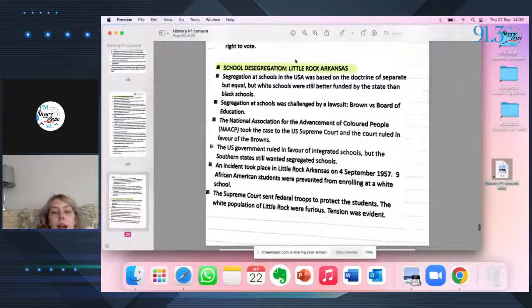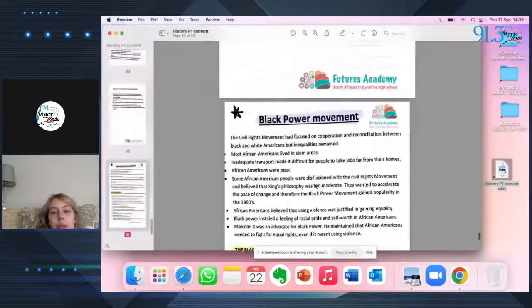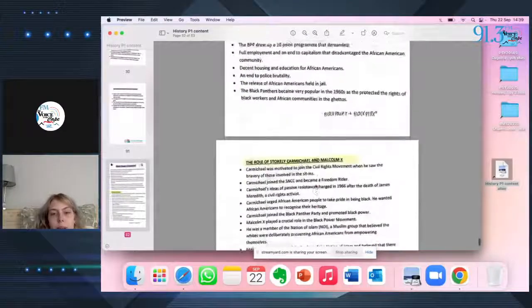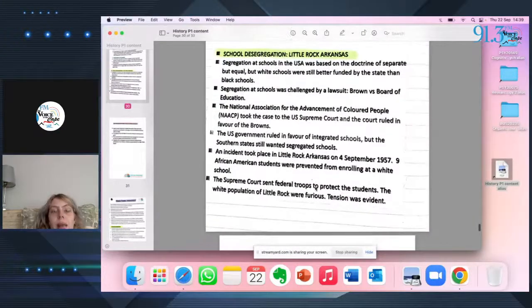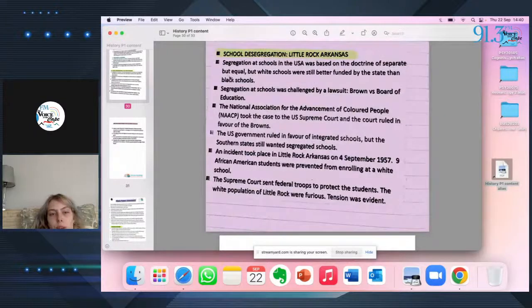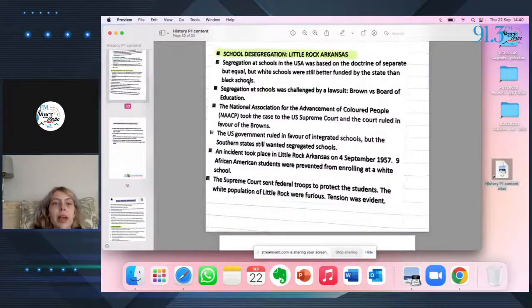And then another poignant issue before we get to the Black Power movement. We'll see how much time we have to do this. But the school desegregation, and a prime example of this was Little Rock, Arkansas. So segregation at schools in the USA was based on the doctrine of separate but equal, but white schools were still better funded by the state than black schools. This was also observed in apartheid in South Africa.